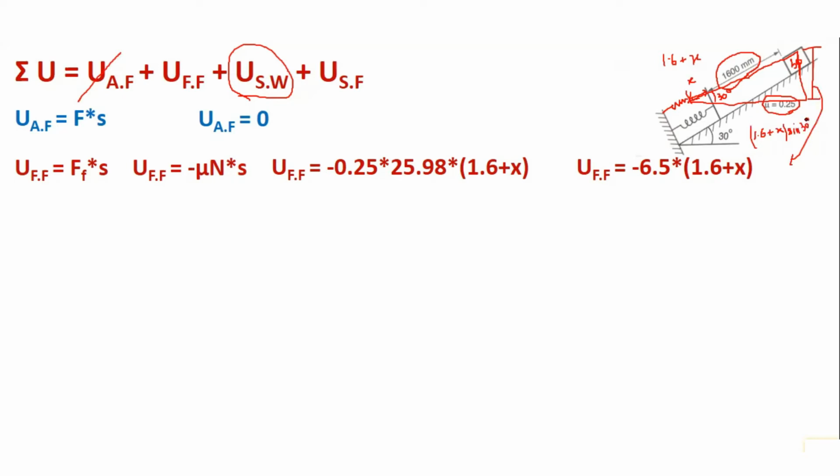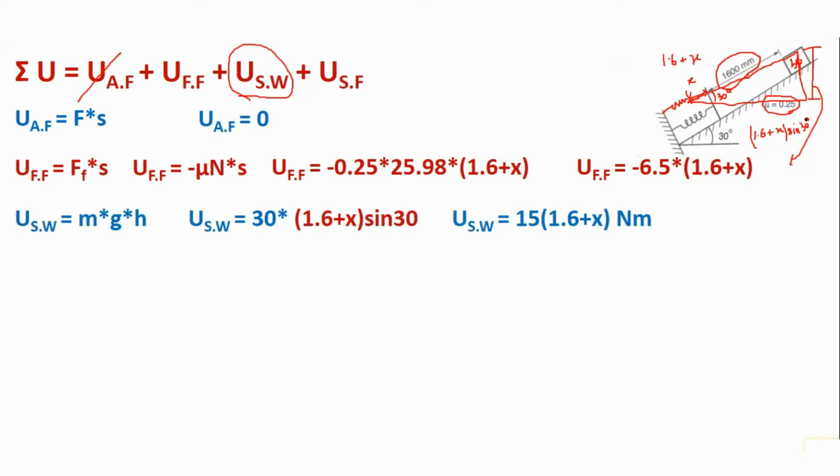So we know the value of m, we know the value of g, we know the value of s or h. I can substitute here and get the answer as work done due to self weight as 15 into 1.6 plus x Newton meters. Next step is to find out work done due to spring force.